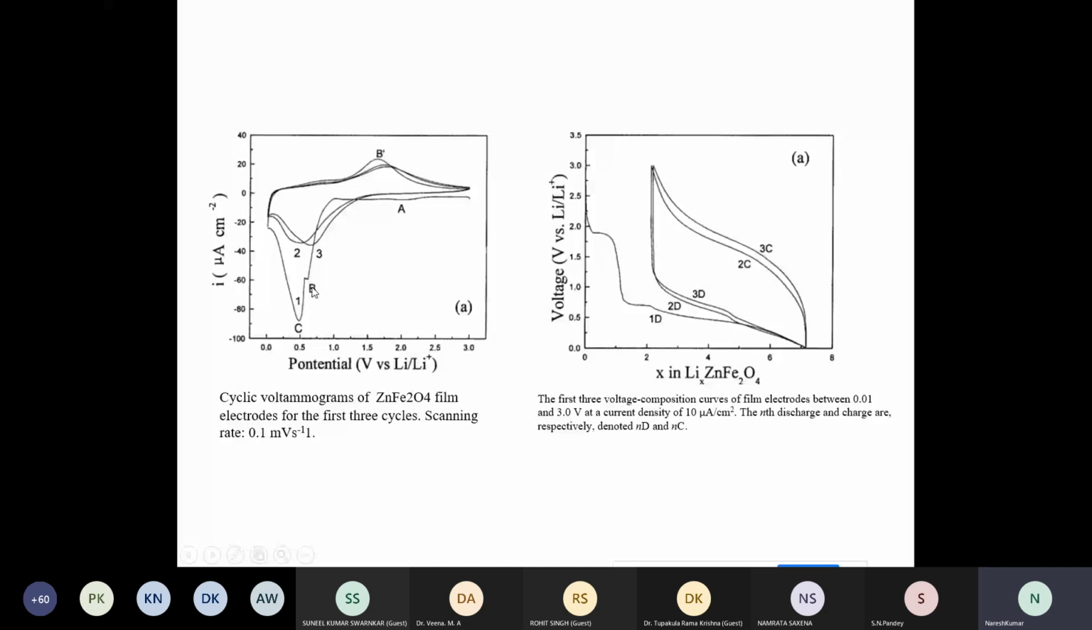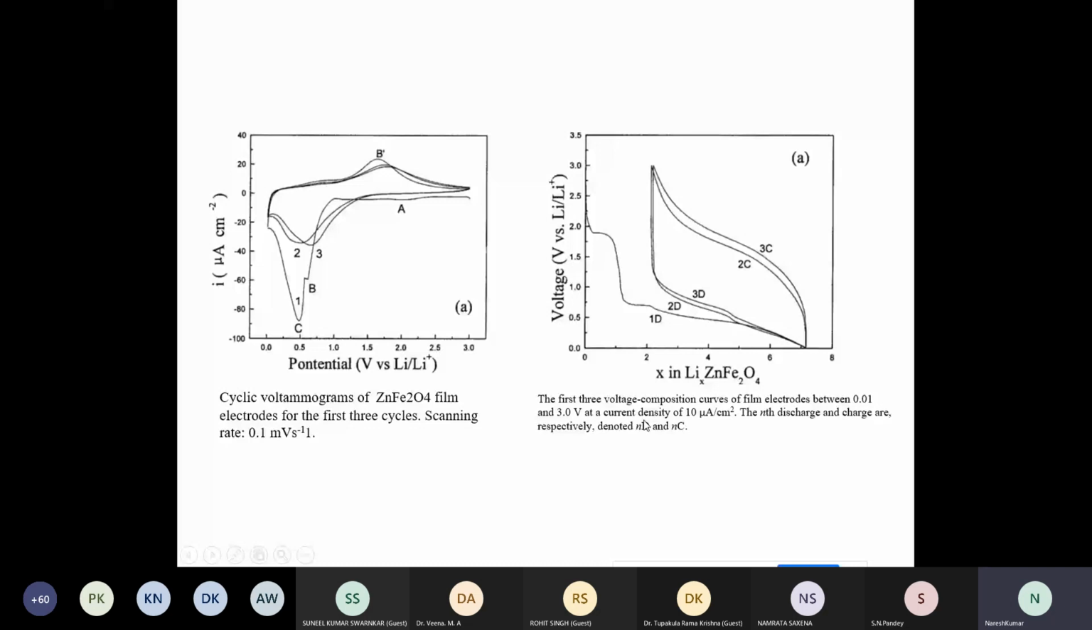Now, if I look at this voltage composition curve, these are different curves for different compositions. Here N, D, and C represent 1, 2, 3, the nth number of charge and discharge. This is charge, this is discharge. So for different compositions of lithium in zinc ferrite, the charge and discharge curve is also shown. And one can easily see that zinc ferrite films can also be made useful for energy storage applications.